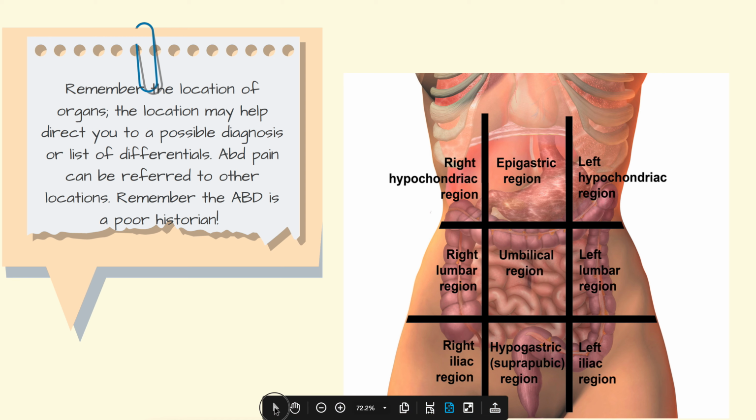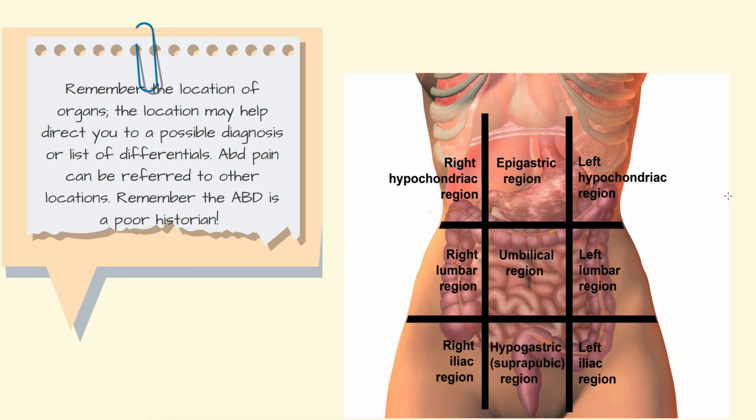For example, you need to know where McBurney's point is for sure. That was something that is highly tested. Is McBurney's point in the left lower quadrant? Well, if there's a question on boards referring to McBurney's point and you chose left lower quadrant because that's where you think the appendix is, you would get that wrong. So the location may help you direct to a possible diagnosis or even a list of differentials.